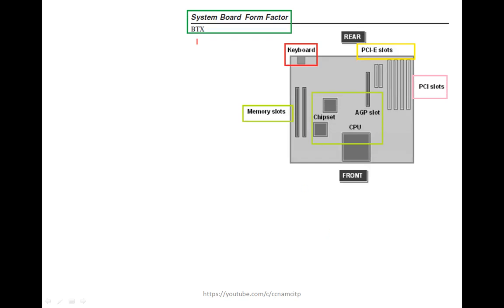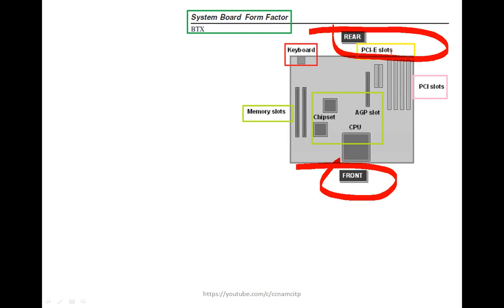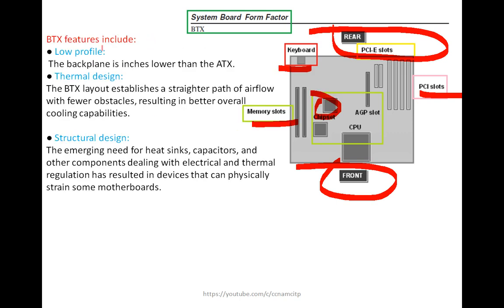And if we talk about the next one, the BTX form factor. Again here, as you can see, this is the front view and this is the rear view. PCIe came in this one. This PCIe slot is an improved slot, or you can say an enhanced version of PCI. And here are the PCI slots as well, keyboard, memory slots, chipset. Let me read a little bit more here. They include low profile. The back plane is inches lower than the ATX.